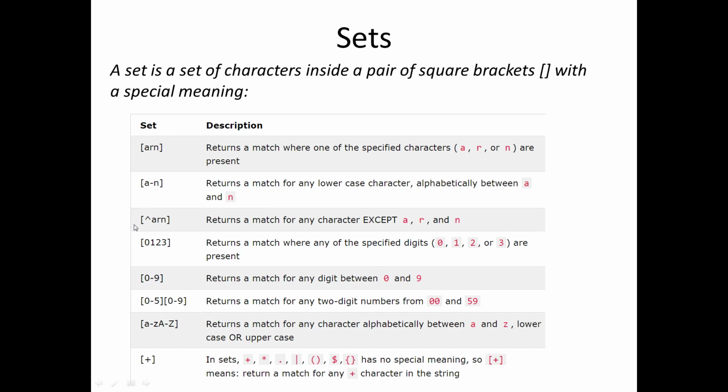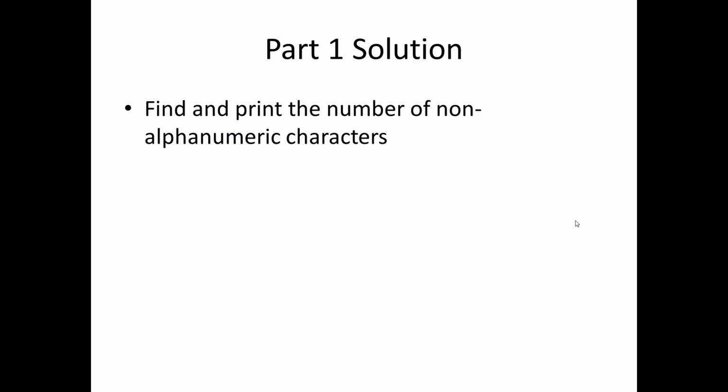And we're going to use this regular expression here, where we have the caret and a sequence of characters within brackets. When we do it in this way, it's an except condition. So this will return a match for any characters except A, R, and N. And you'll see this in the script where we're searching for non-alphanumeric characters. Let's talk about that one right now.